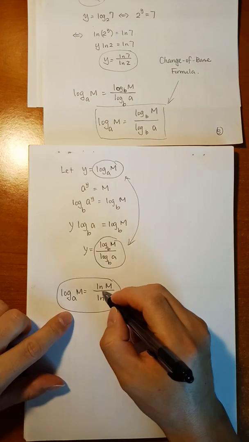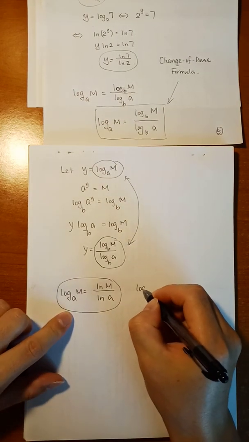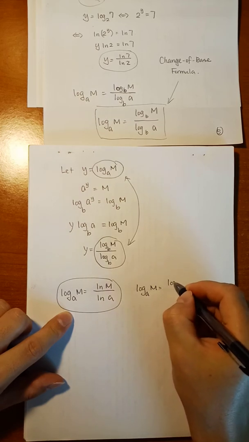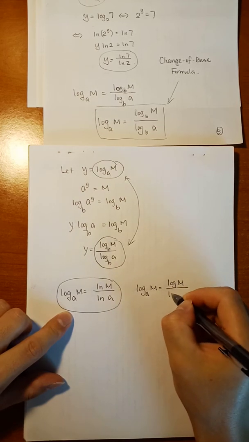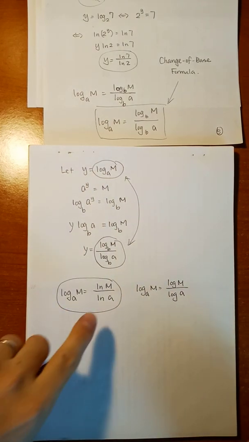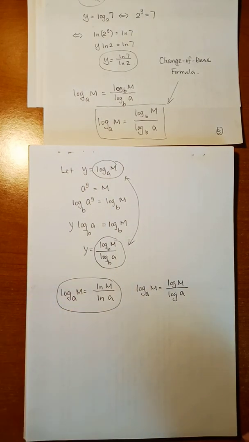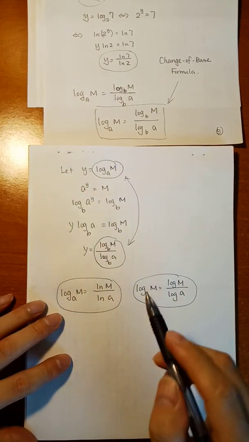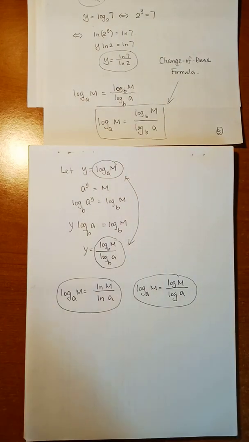If you use e as a base, or you use what? Remember the common logarithmic function. Use 10 as a base. If you don't see the base, the base is 10. If you see ln, the base is e. Okay, so these two are the special cases, and the formula can contain whatever positive b as a base.